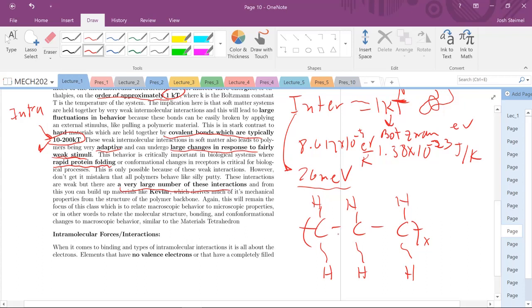So when you look at this backbone, this is flexible. What's unique about this? There's no polar interactions, but between each of these, we have van der Waals interactions. And again, they're small. They're 1 kT or probably even less. This is my polyethylene molecule. So these are small, relatively weak interactions, so we might think we don't care about those, but think about this.